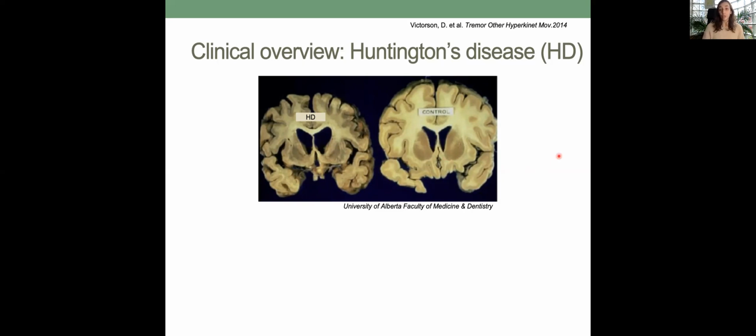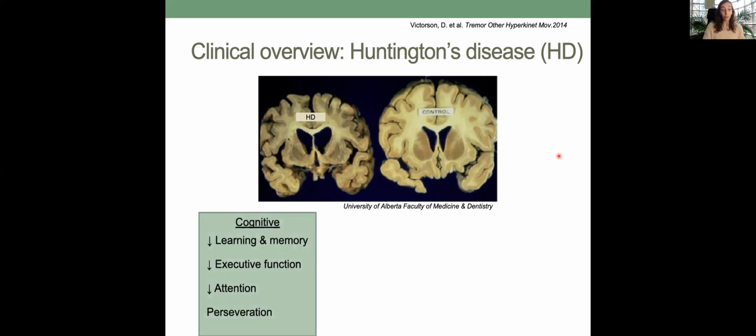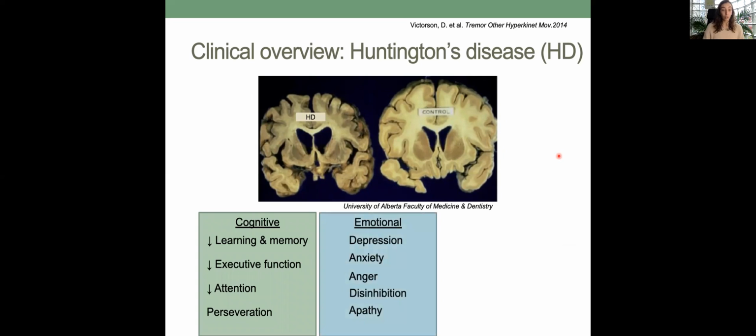Researchers and clinicians have categorized symptoms of this disease into three main categories. Cognitive, which affects learning and memory, attention, and executive function. Emotional, such as presentation of depression, anxiety, and emotional disturbances. And motor.